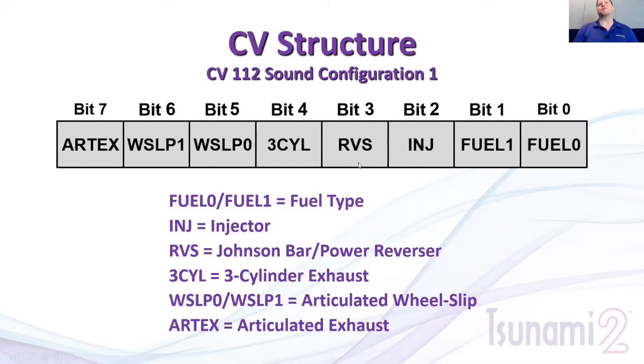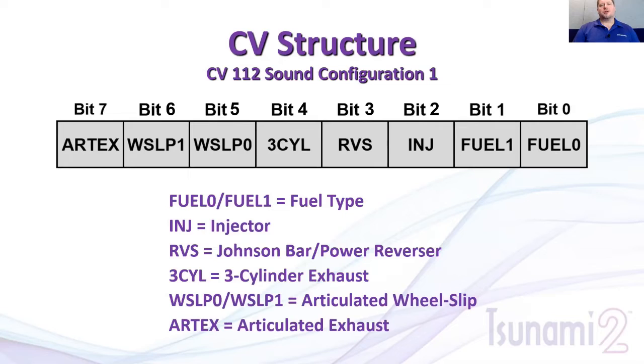That's worth a value of 8. Then we would turn off the 3-cylinder, and in this case we're going to turn off the wheel slip. So we're going to turn off those 2, and then we enable the articulated. So in this case we're going to do 128 plus 8 equals a value of 136. And so you can see how that CV comes together and how it's structured.